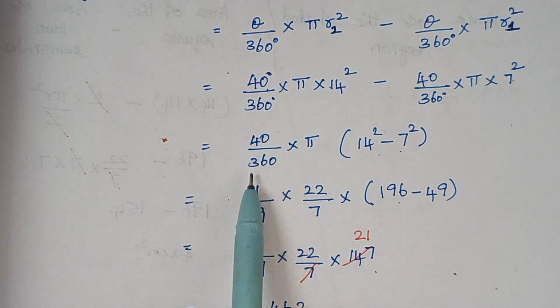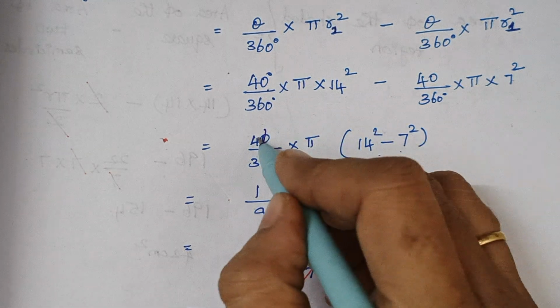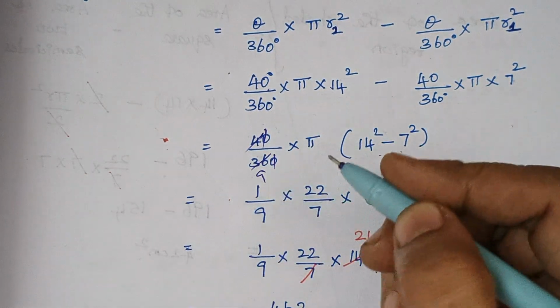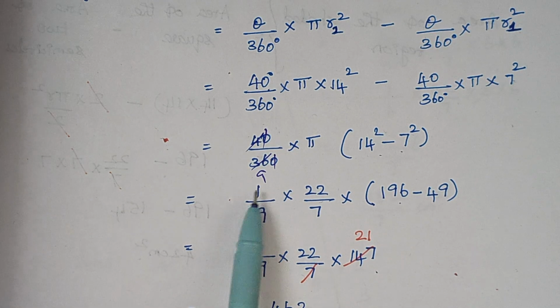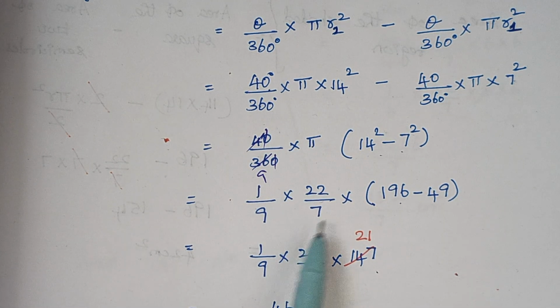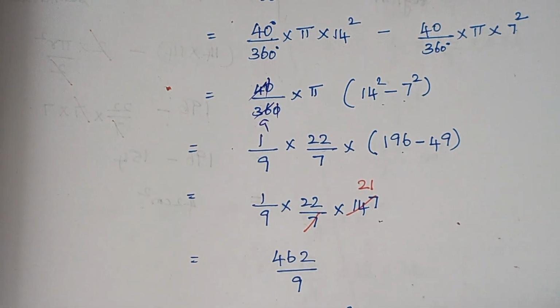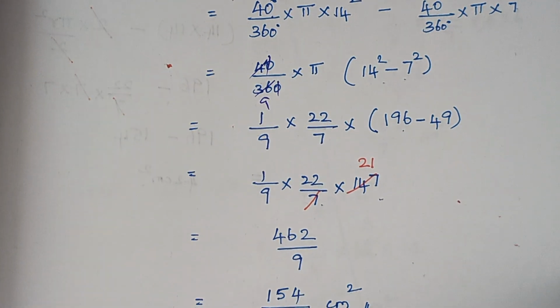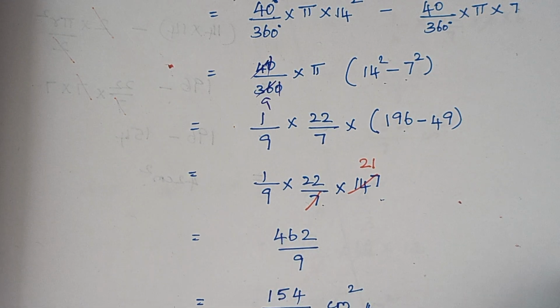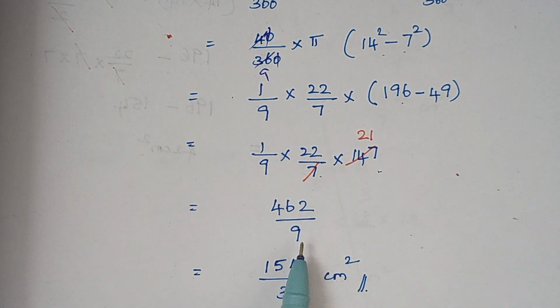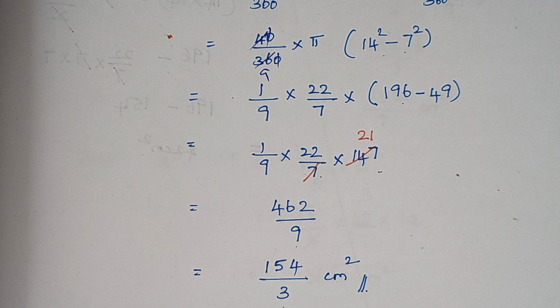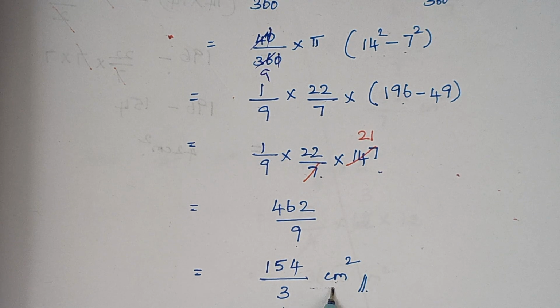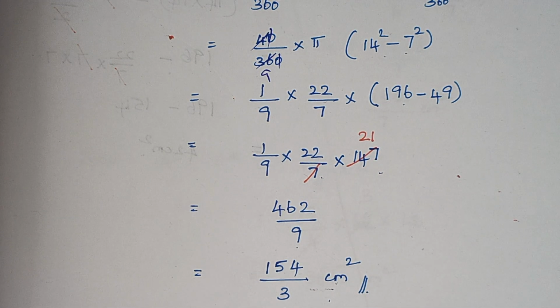And obviously you see 40 by 360, right? This 0 will cancel and you can cancel 4 and 36 by 9 times. 9 4s are 36, right? So 1 by 9 into pi becomes 22 by 7 into this value. And again 7 and 147 can be cancelled by 21 times. And when you multiply here, we are getting the answer as 462 by 9. So again when you cancel it by 3, here we are getting 154 by 3 centimeter square, because again this is an area, right? And since the radii are given in centimeters, you have to write the area also in centimeter square, right? So that's all.